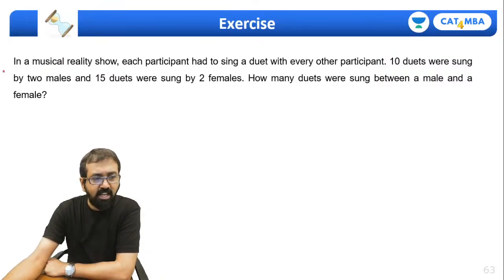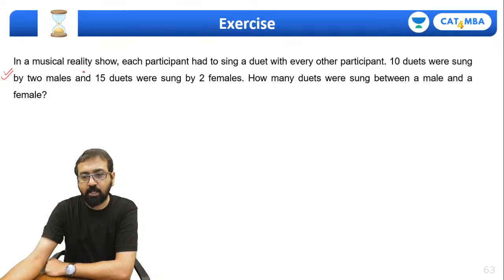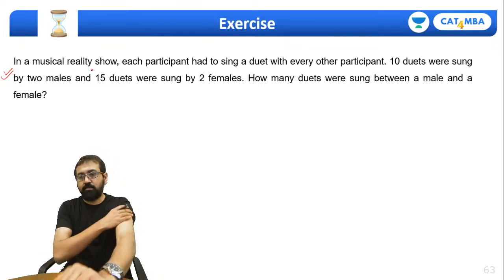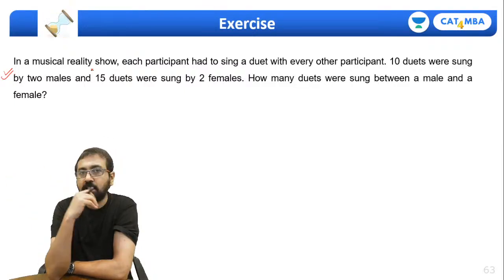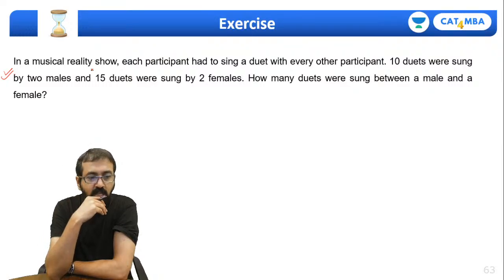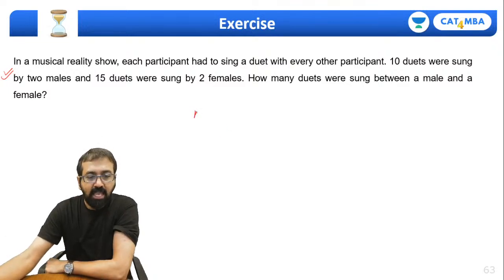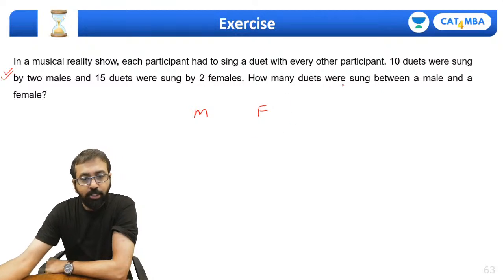In a musical, try for this question, everyone. A previous year CAT question. In a musical reality show, each participant had to sing a duet with every other participant. 10 duets were sung by 2 males and 15 duets were sung by 2 females. Okay, so let's assume there were M males and F females, right? How many duets were sung between a male and female? So basically we need to find out the value of M and the value of F.